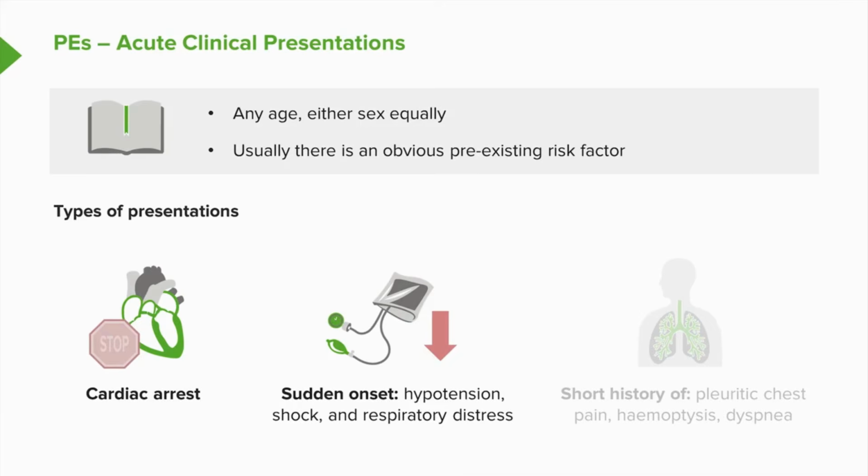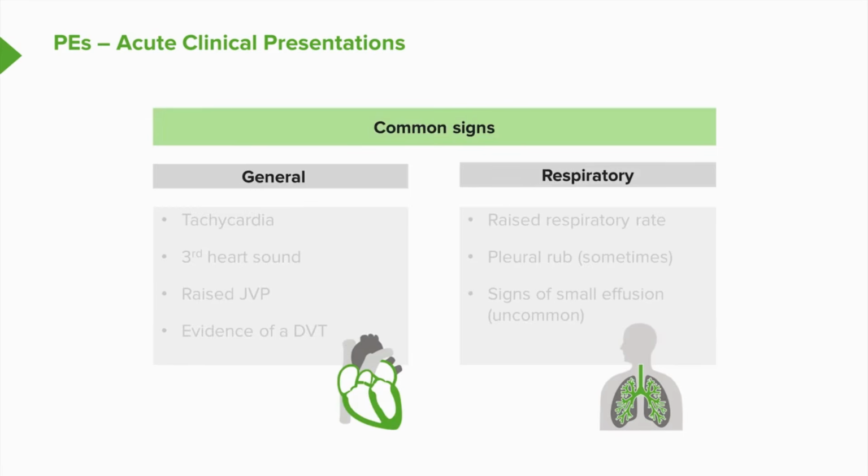A sudden onset clot, not quite enough to stop the heart, will cause hypotension, cardiovascular shock, significant respiratory distress. The smaller clots, the medium-sized ones, will cause infarction of the lung, and that causes pleuritic inflammation and therefore pleurisy and pleuritic chest pain, hemoptysis, and breathlessness. And those are the classical presentations of somebody with acute PEs.